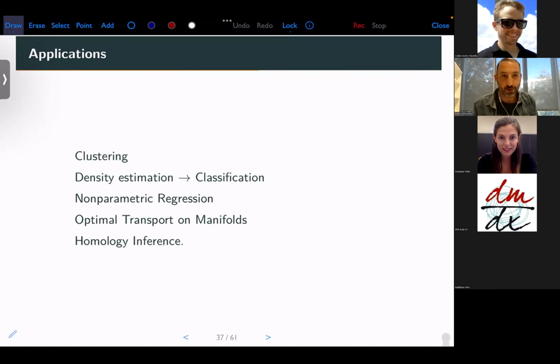And also we can do homology inference. And that's what I'm going to talk about. So homology inference means topology, means estimating the topology. And we're going to talk mostly about this last one.